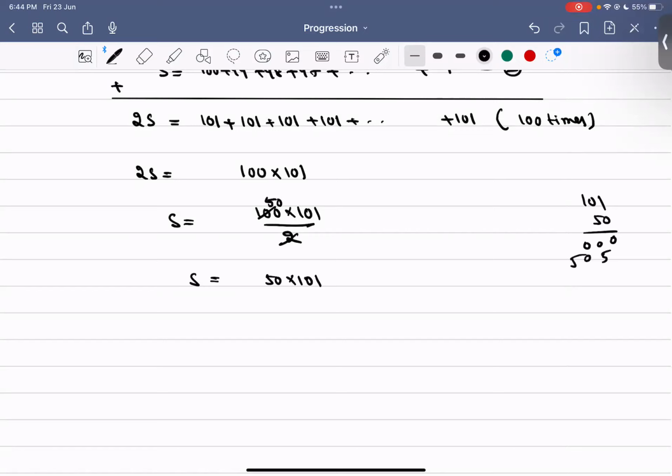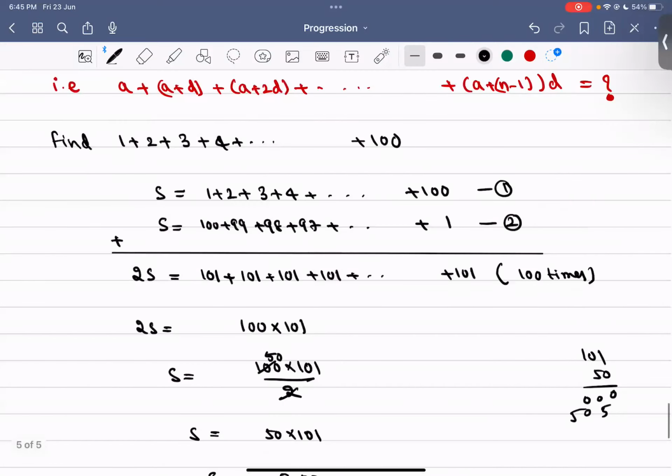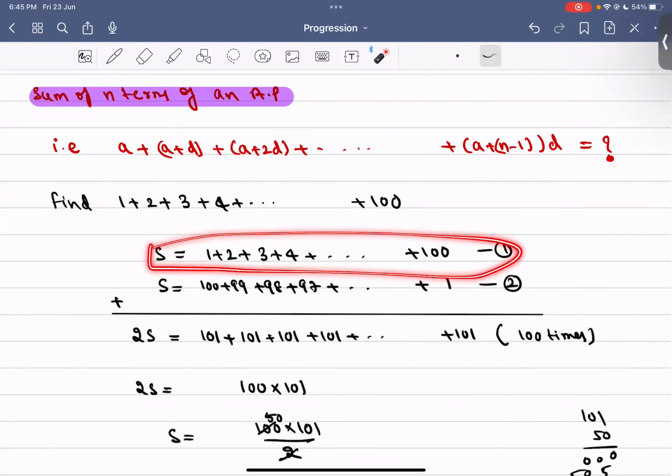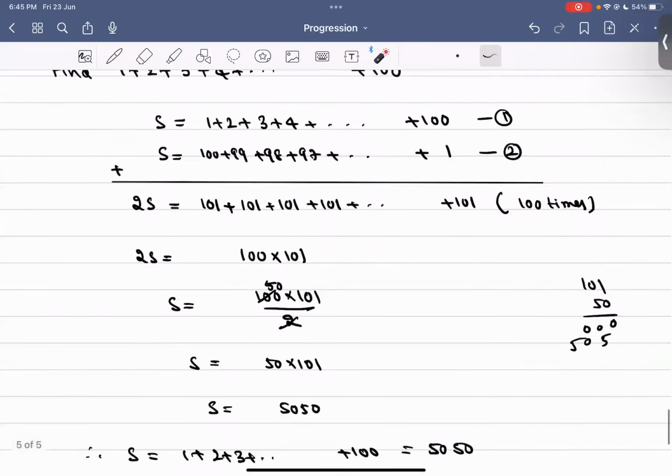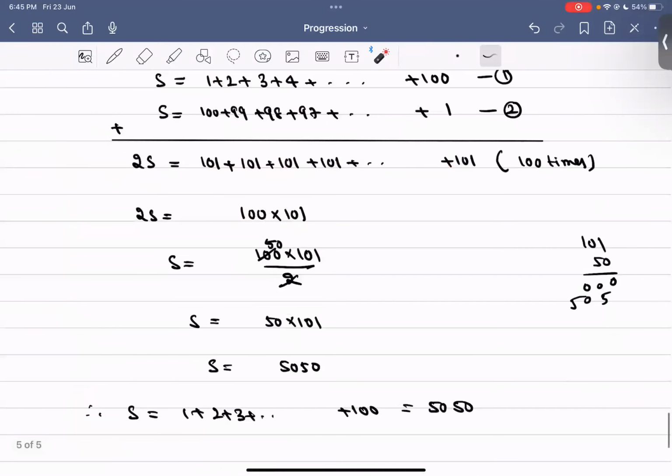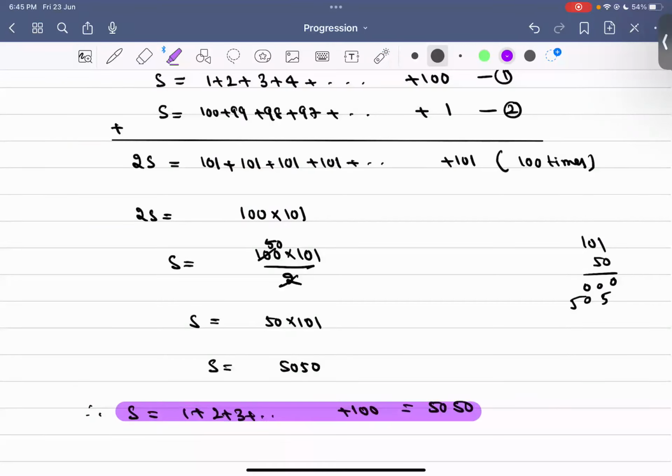That is 5050. Therefore, our answer is what now? S is equal to 1 plus 2 plus 3 plus etc. up to 100 is equal to 5050. So our S is 5050, because we considered S as this one. To explain this I have taken this much time, but Gauss solved this within 1 minute. So he invented this formula actually. Is this clear?